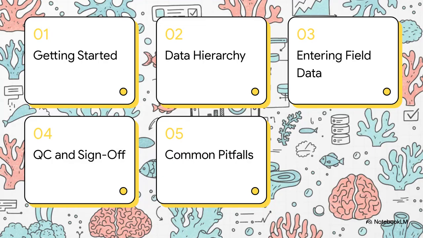So here's what we're going to cover. We've got 5 key sections. We'll start with getting the app set up, then we'll break down the system's logic, walk through the actual data entry, talk about quality control, and, super important, we'll finish up by looking at how to avoid some common mistakes. This is your roadmap to getting comfortable with the system.